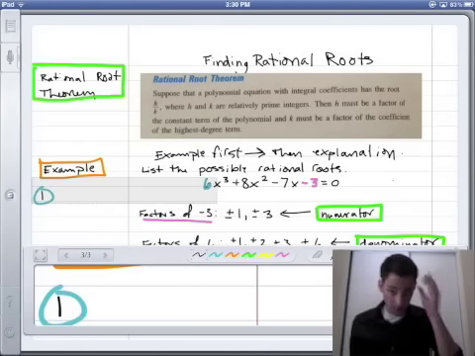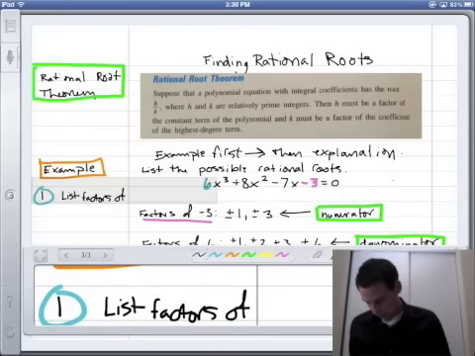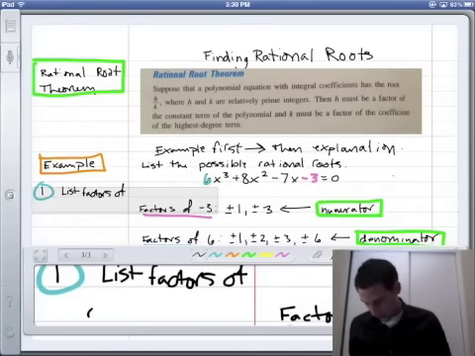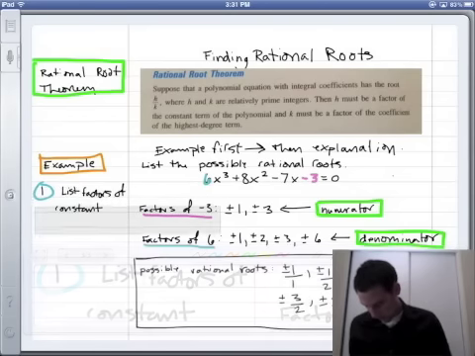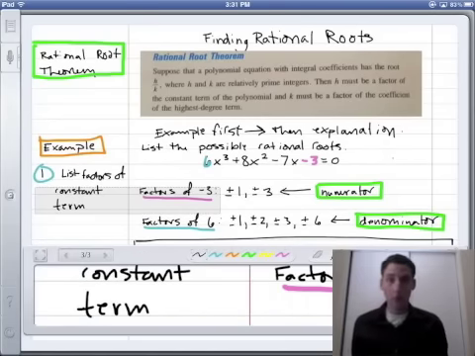So the first thing that we did was list factors of the constant term. In our case, that was the 3 in pink.